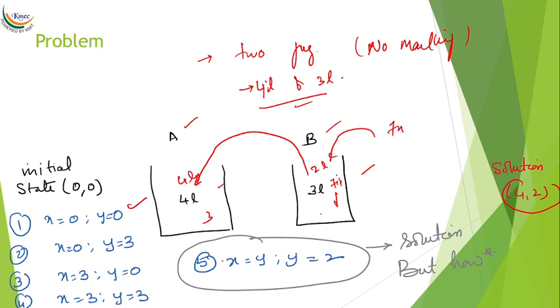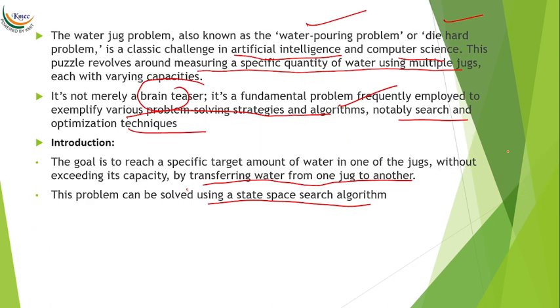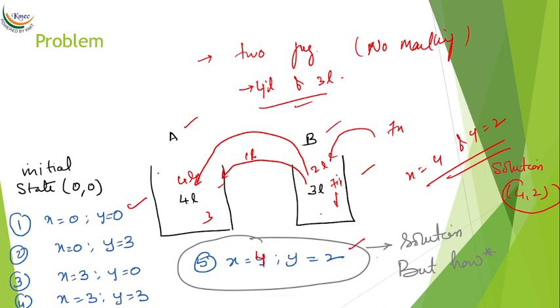Now from the other one, I'll take 1 liter from here, so x is equal to 4. That leaves 1 liter here, so y is equal to 2. So x is equal to 4 and y equal to 2. This is a simple way in which you solve it. And as it says, you can transfer water from one jug to the other, a specific amount of water without exceeding the capacity. So we haven't exceeded the capacity.